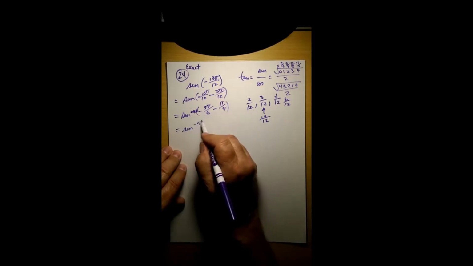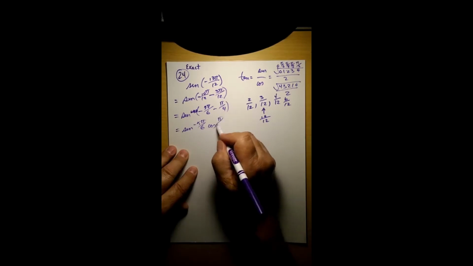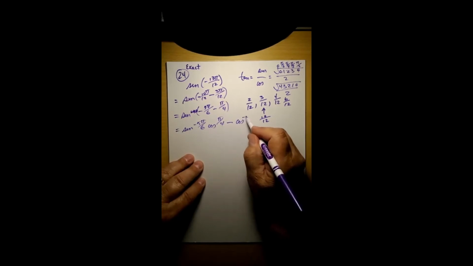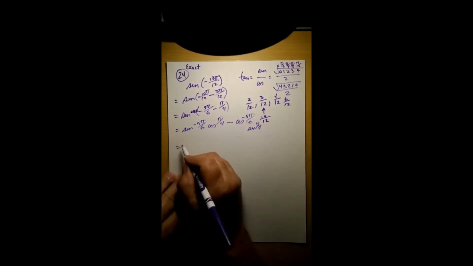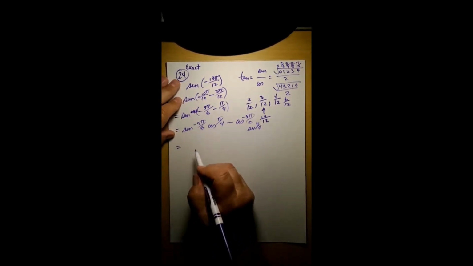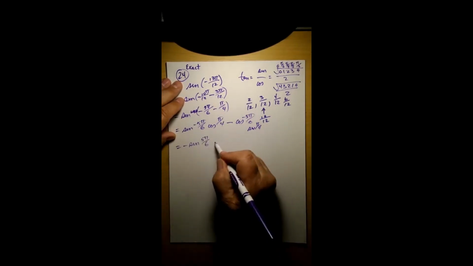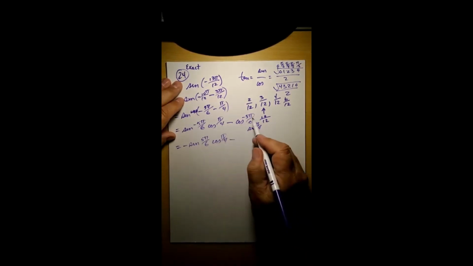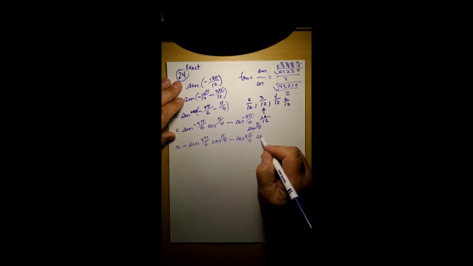Sine of negative 5 pi over 6, cosine of pi over 4, use the same sign, minus, cosine of negative 5 pi over 6 and the sine of pi over 4. So, remember, the sine of a negative is a negative sine, 5 pi over 6 and cosine of pi over 4. But the cosine of a negative is just the cosine, 5 pi over 6 and the sine of pi over 4.